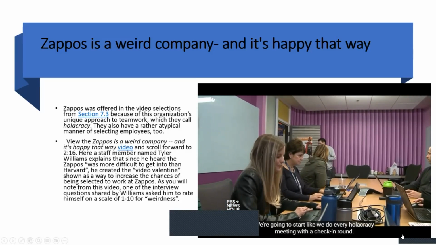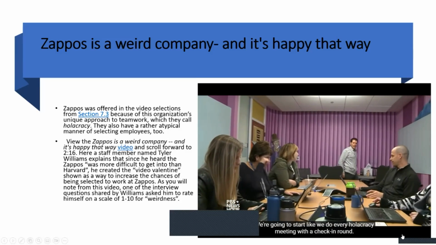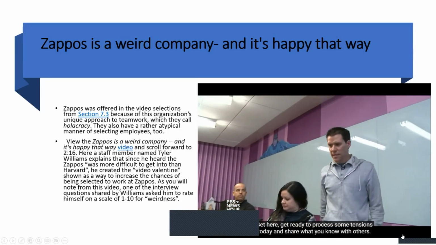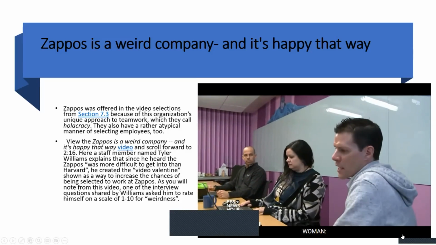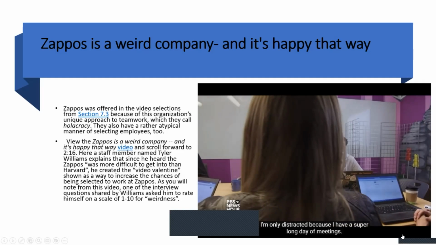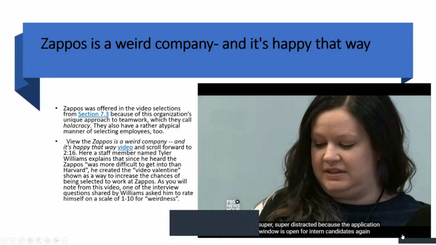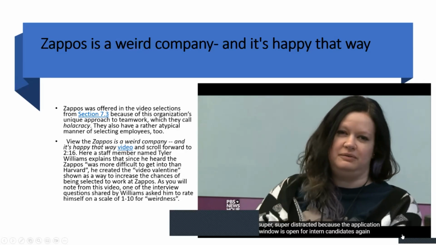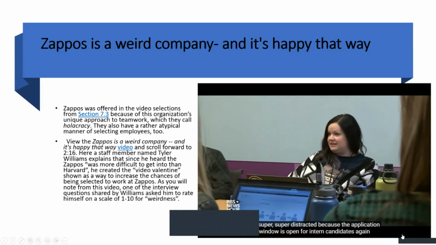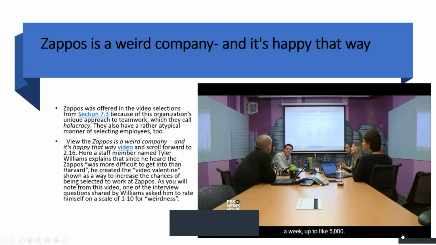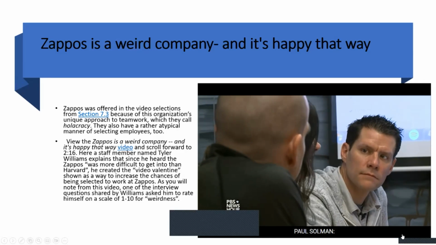We're going to start like we do every holacracy meeting with a check-in round. Just call out your distractions, get here, get ready to process some tensions today, and share what you know with others. I'm only distracted because I have a super long day of meetings. I'm super distracted because the application window is open for intern candidates again for the summer, which means that we have thousands and thousands of applicants in the span of a week, up to like 5,000.